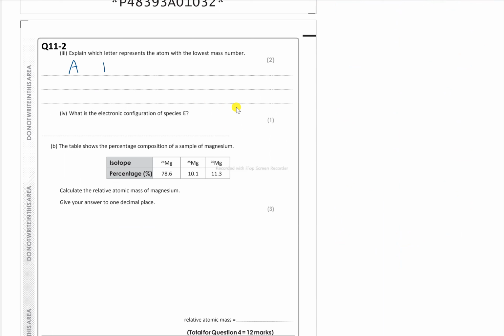It is A because it has the fewest total number of protons and neutrons.